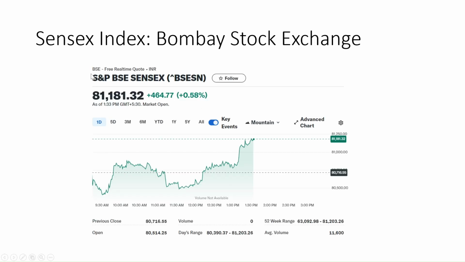First, let's talk about the Sensex index. The Sensex, or the Bombay Stock Exchange Sensitive Index, is a market index consisting of 30 well-established and financially sound companies listed on the Bombay Stock Exchange. These companies represent various sectors of the economy, giving us a comprehensive snapshot of the market's overall health. So currently, Sensex is 80,000 plus, as you can see on the slide. I'm recording this video on 18th of July 2024.